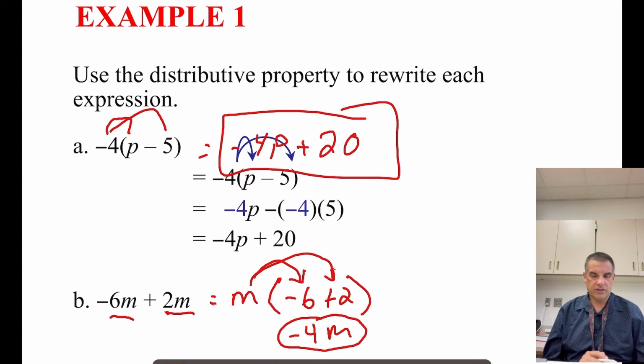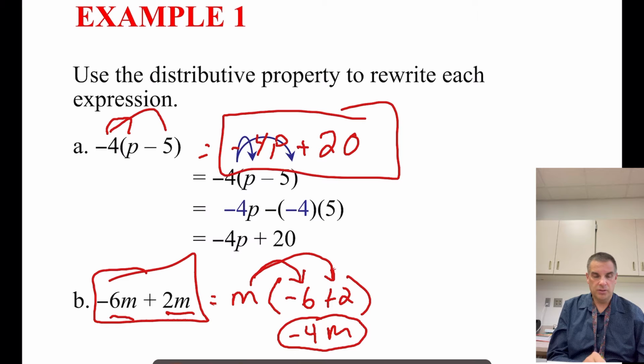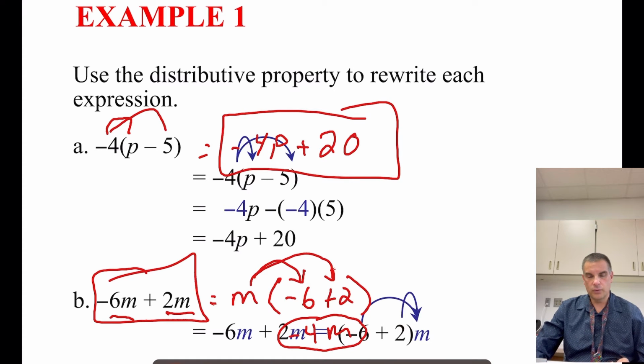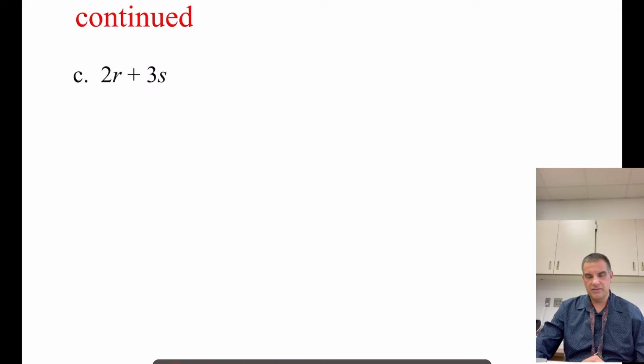The other thing you could just do is say, I'm not going to do all that work. Since they have the same variable, you can just combine like terms and get negative 4m for your solution. But again, that's just a way to factor out.